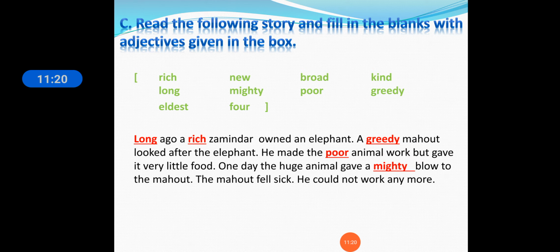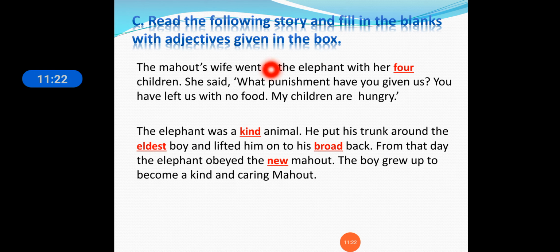Okay, so the word mighty is used here. And how many children were there? There were 4 children. Okay, so 4 is the adjective here. The elephant was a kind animal. And how was the boy? Eldest. He was bigger than the 4 children, so here the adjective eldest is used. And how was the back? Back was broad here. Okay, and mahout was new. So this was our exercise C.